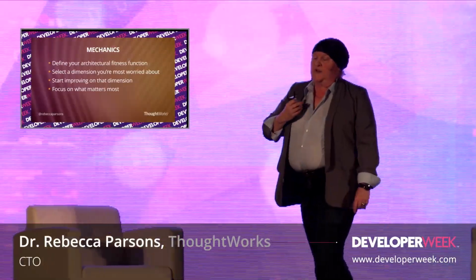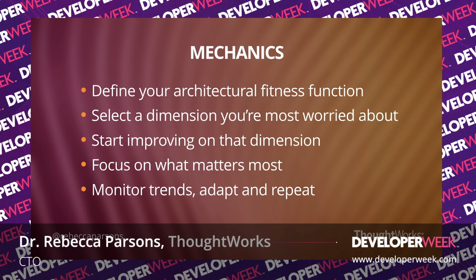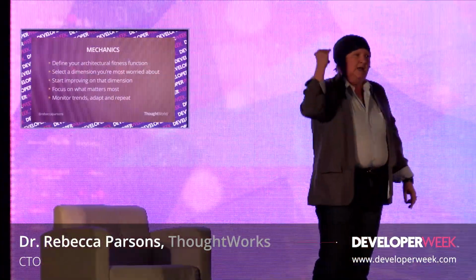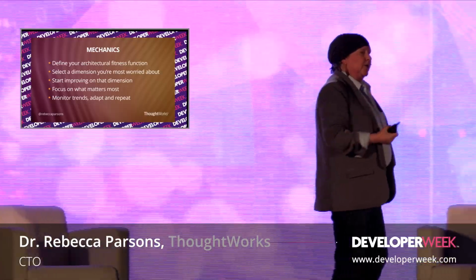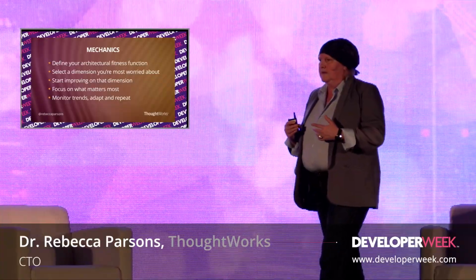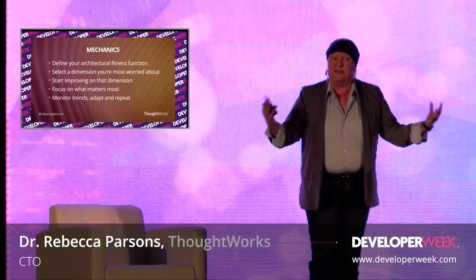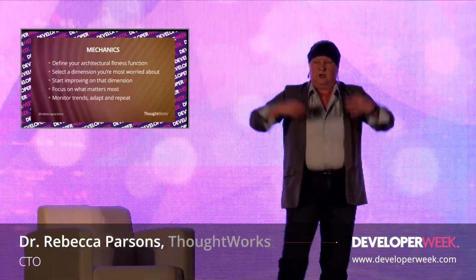If you've got that fitness function, you can start to focus on those areas of the system that matter the most, that you're most concerned about. Monitor those trends. If you're very far off, you're probably not going to want to break the build immediately, but you still want to track it. If your performance isn't where you want it, just monitor it so that you can continue to improve, and you can demonstrate to your organization that you're continuing to improve. Monitor, adapt, and repeat. And once you get to where you want to be for that particular dimension, go back and pick the next one.